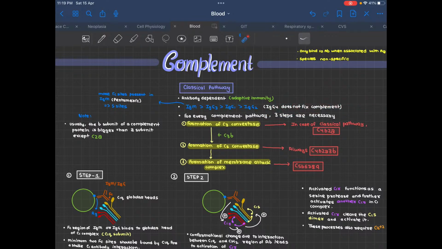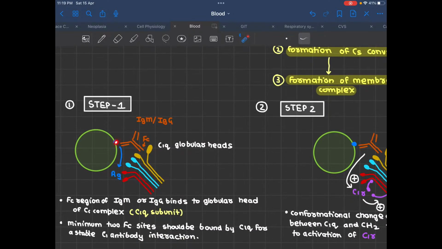Okay? And for every complement pathway, we're going to have 3 crucial steps. So what is that? First is the formation of the C3 convertase. Okay? After that we're going to have the formation of the C5 convertase, and after that we're going to have the formation of something known as the membrane attack complex. So let's see what's going to happen. We have the antigen, here our antibody has bound, and these are the Fc receptors. What did I tell you?